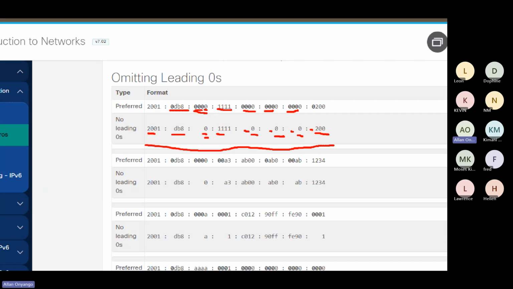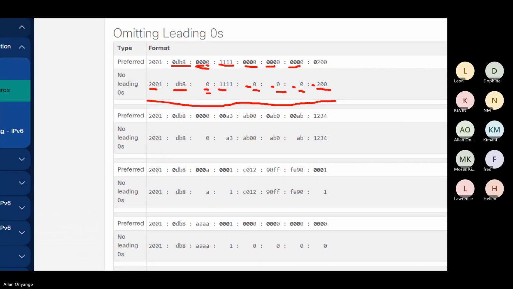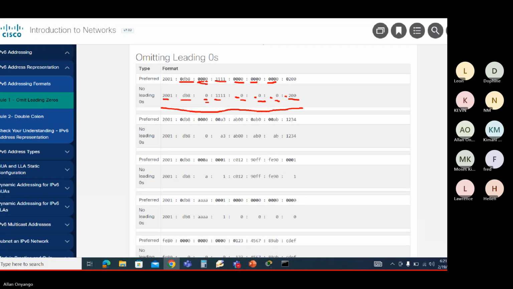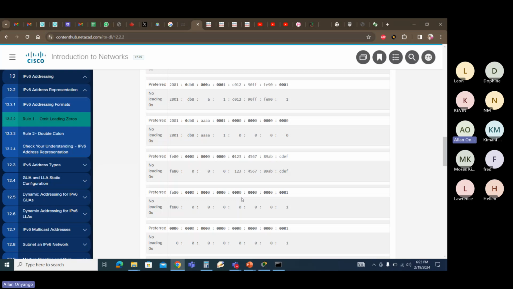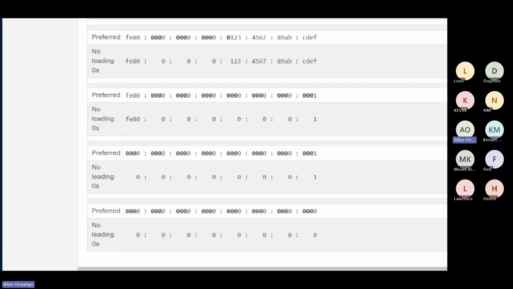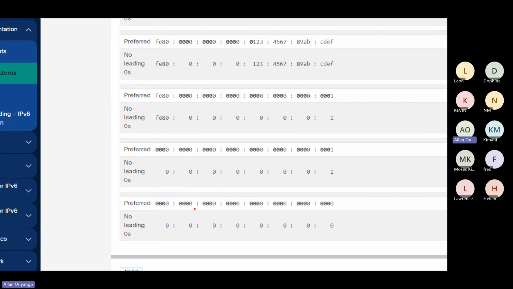Check this one here: FE80, 0000, 0000, 0000, and 0001. You see that? This will be FE80, 0, 0, 0, and for this last one, they will remove the three zeros and remain with what? With one. Are you seeing that?